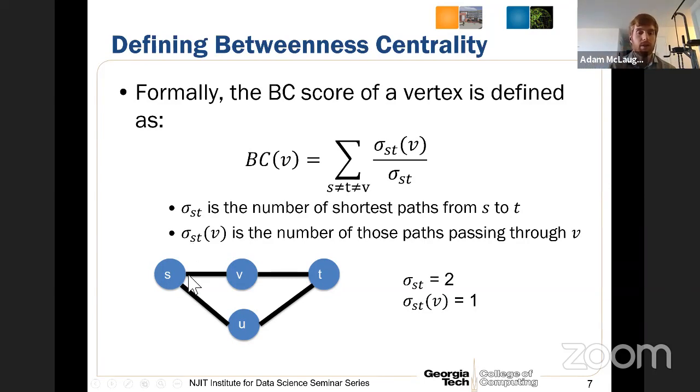and sigma S T of V in the numerator is the number of those such paths that pass through V. So in a very simple example here, I have a graph with vertices S, U, T, and V. Sigma S T is the number of shortest paths from S to T. There's one that goes through V, another goes through U, so there's two of them. So sigma S T is 2. Of those paths, only one of them passes through the vertex V, so sigma S T of V is 1. And then symmetrically, sigma S T of U would also be 1 because there's one of those paths that crosses through U.